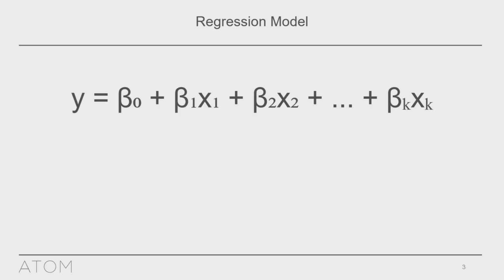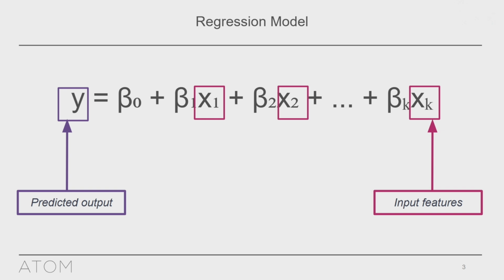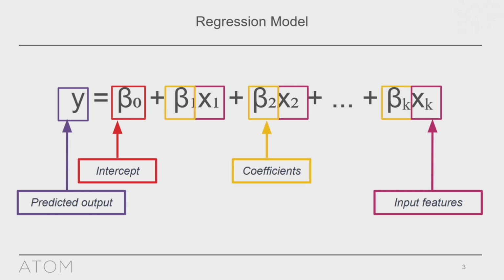Now, to give a little more background information, this is the basic equation for a linear regression model, where y is the predicted output or dependent variable, such as pKi values, x sub k are the input features or independent variables, such as molecular descriptors, beta naught is the constant or intercept, and beta sub k are the coefficients that determine the relationship between each feature and the predicted value.